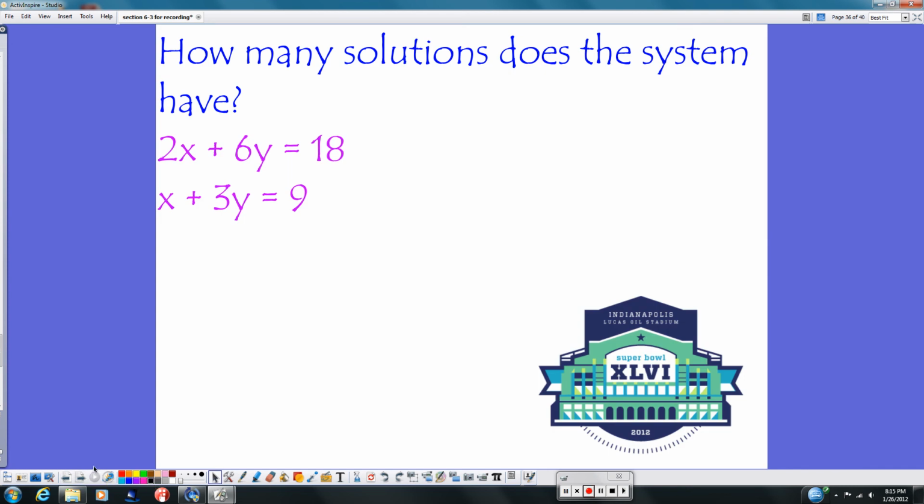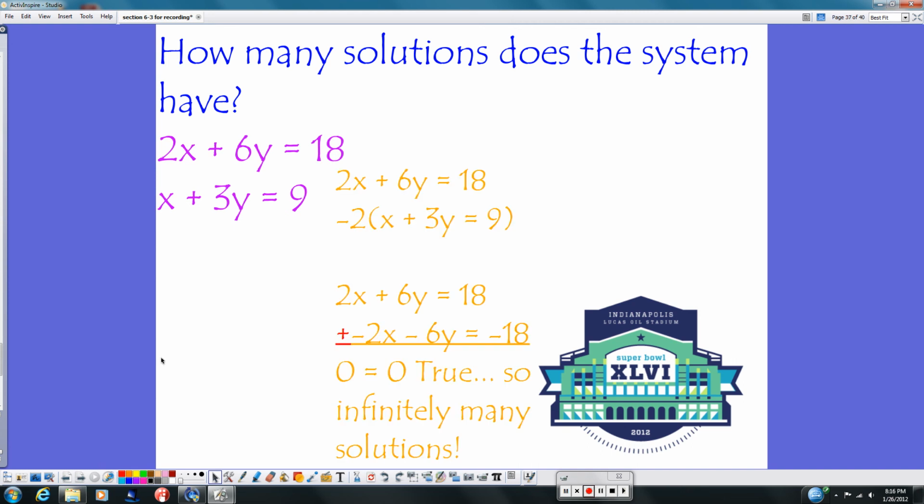We're going to follow our same 5 steps that we've been using for the last 2 sessions. We're going to first make sure our equations are in standard form. They are. We're going to then try and find the variable that has the same coefficient. In this case, neither one has the same coefficient, so we have to force one of the equations to have the same coefficient as the other.